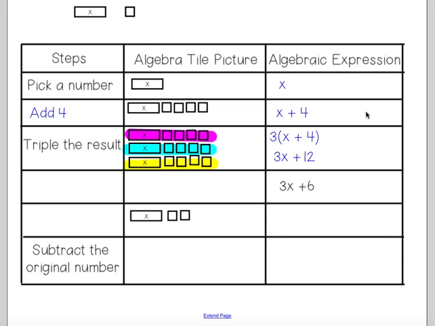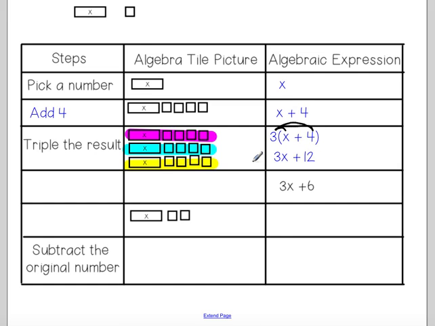Now, if you remember the distributive property, I'm going to go back to my pen. If you remember the distributive property, we said that we can do 3 times X, and we get 3X, and 3 times 4, and we get 12. So there are the 2 different ways that you could write that.